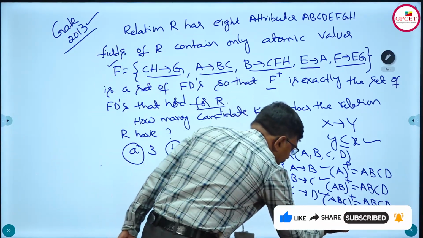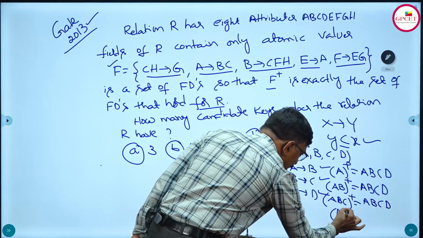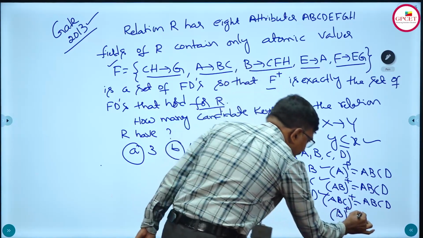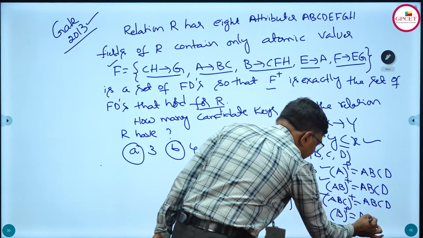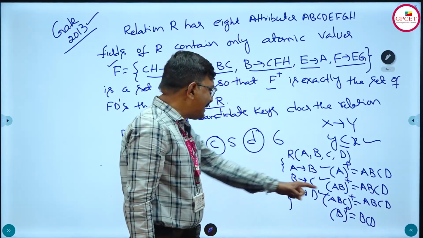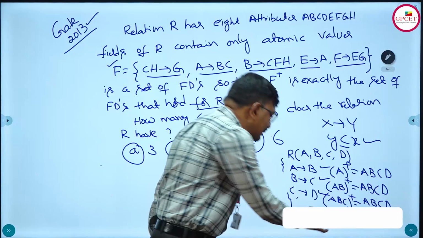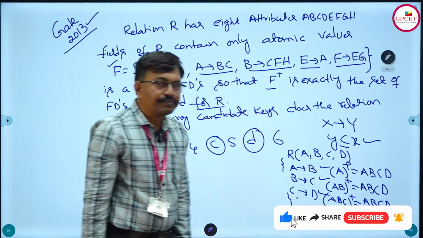Suppose B closure, observe that. What is B closure? Simply we write B first. B derives C, C derives D. We miss the value A. We cannot get the original relation. That's why B is not a super key.